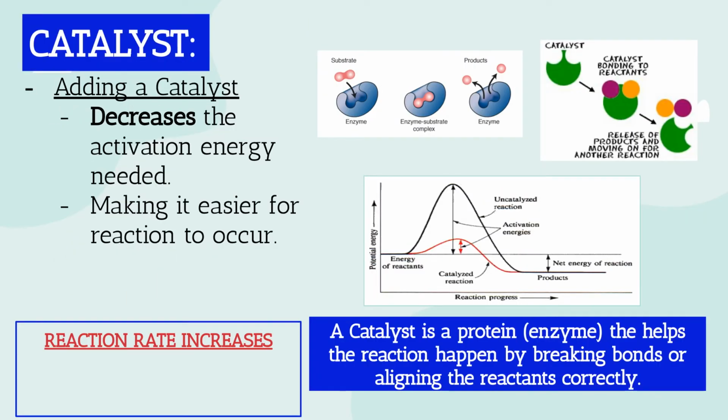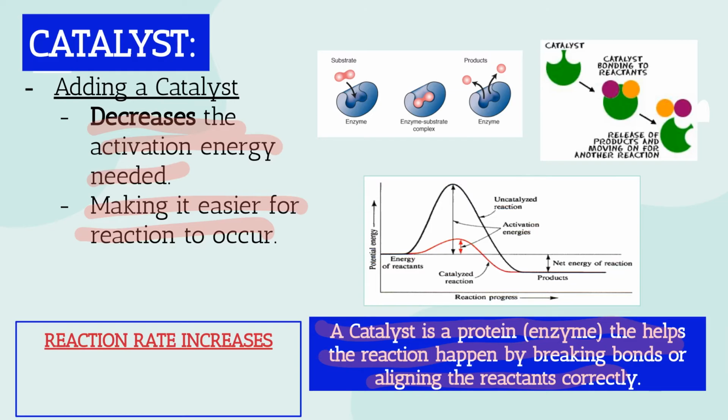Okay, a catalyst. Adding a catalyst decreases the activation energy needed. It makes it easier for reactions to occur. So a catalyst is a protein or an enzyme that helps a reaction happen by breaking bonds or aligning the reactants correctly. There are other catalysts, not just a protein, but that's where you're going to see it most often, is in the human body and with enzymes.